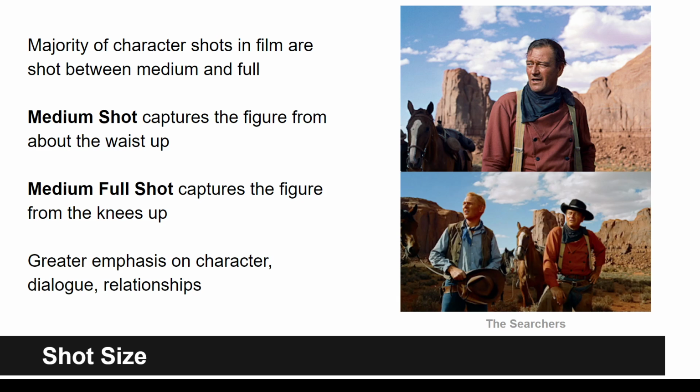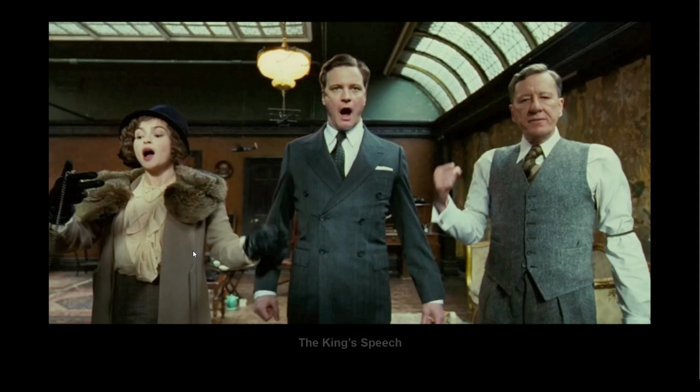So the majority of shots of characters are in between medium and full shots, somewhere between around the chest area to the thigh or feet area, right? That's whenever we're getting into interactions between characters, whether that's dialogue or acting or characters' thought processes. Once we want to focus on a character, we're in those medium and full shots. So we want to get emphasis on character, dialogue, and their relationships to other characters.